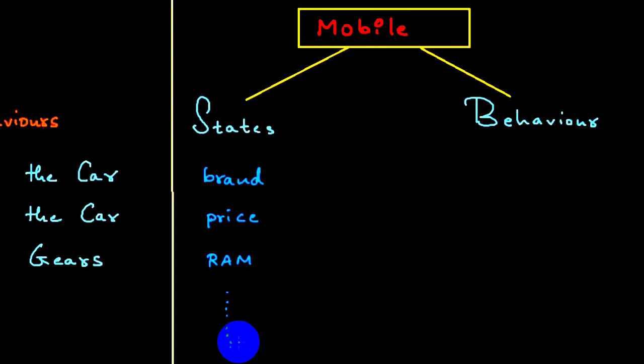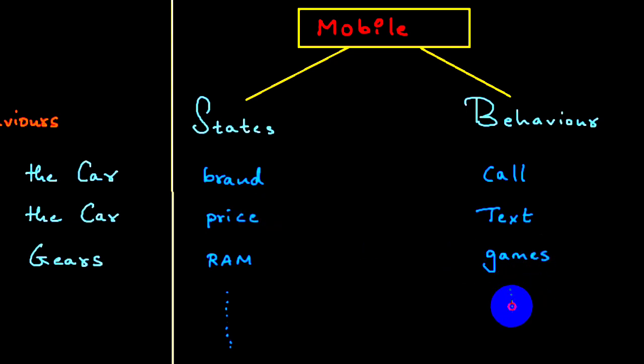What about the behaviors here? If I want to call someone, I'm performing some task. How? I have to take the phone, dial their number, and call them. I want to text someone. Again, I have to open the phone, open WhatsApp, type the message, and send it. So I'm performing some task, correct? I want to play games. Again, I'm doing some task. I open the phone, open the particular game, and start playing, right? So whenever we talk about behaviors, they are used to perform some task. States are used to store the data here.